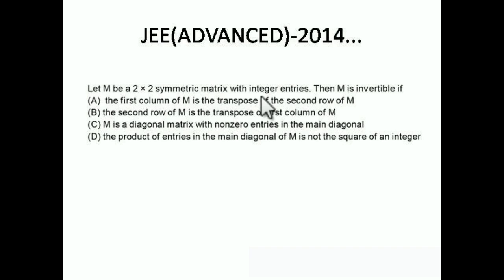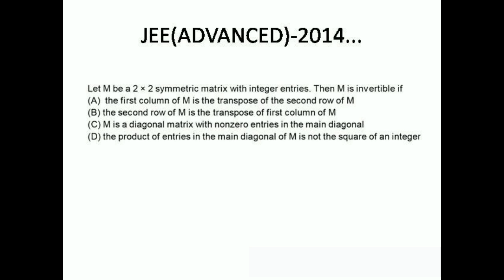A symmetric matrix means A is equal to A transpose. So here you can see M is the symmetric matrix. Then M is invertible, that means the inverse of M exists, and we have to check this for four conditions. This is a multiple choice question, so more than one answer is possible. First of all, we have to take an assumption for M. M is a 2 cross 2 matrix and it is symmetric.